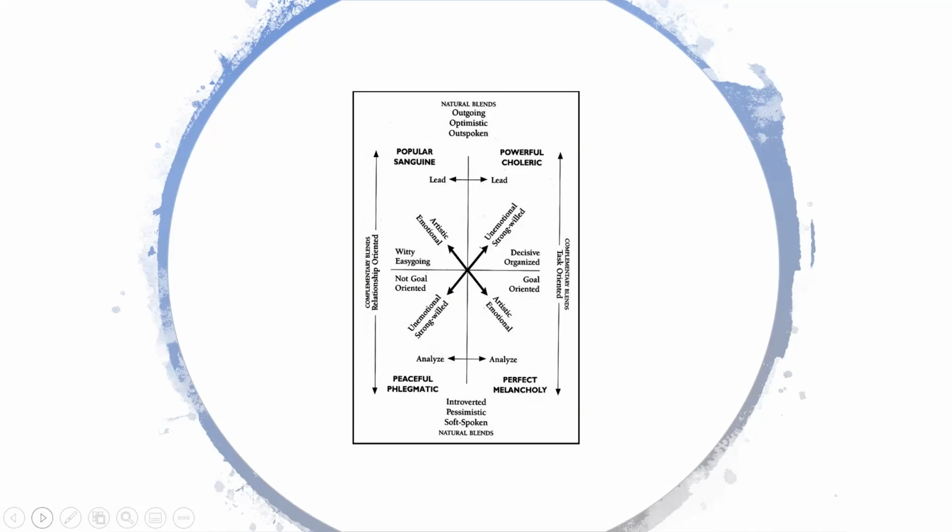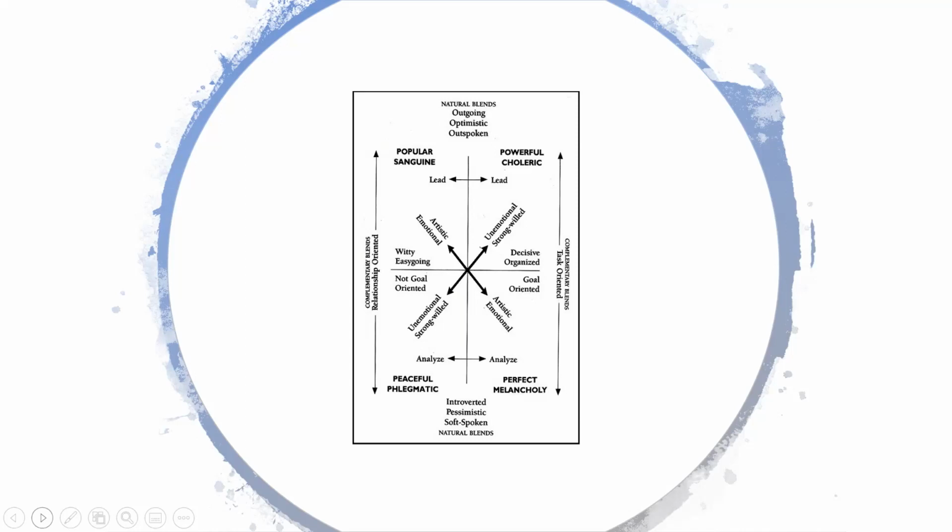We move over then to our D, and we can see that they have in common that they like to lead. They're outgoing, optimistic, and outspoken. Because of that, the DI or ID, which is what is shown here and what I am, tends to be a natural blend. They have things that can balance each other out, because we see that the powerful choleric, or the D, is unemotional and strong-willed, decisive and organized, and task-oriented.